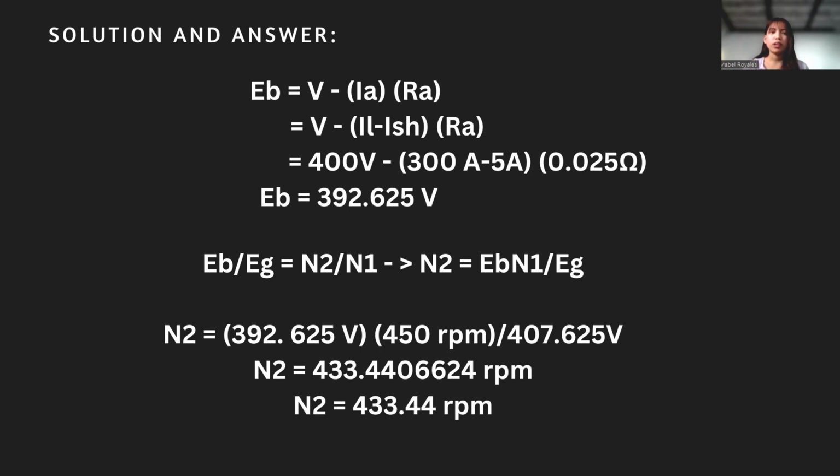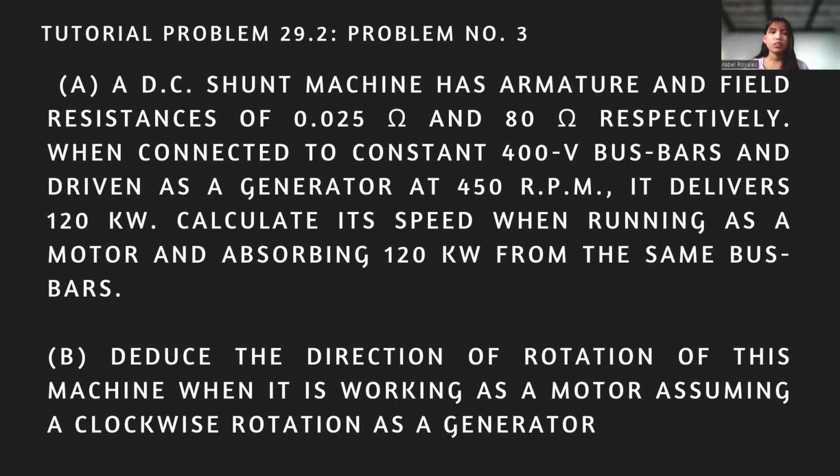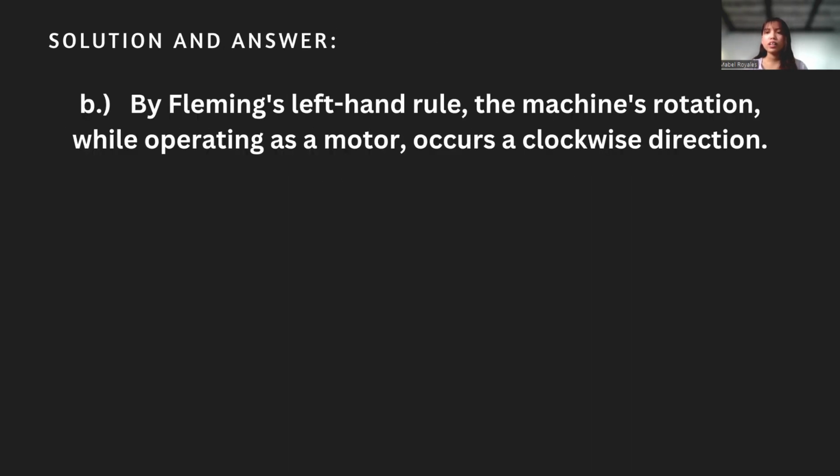Next, part B, the second question earlier. Deduce the direction of rotation of this machine when it's working as a motor, assuming a clockwise rotation as a generator. So, our answer here, by Fleming's left-hand rule, the machine's rotation while operating as a motor occurs in a clockwise direction. So, it is clockwise.